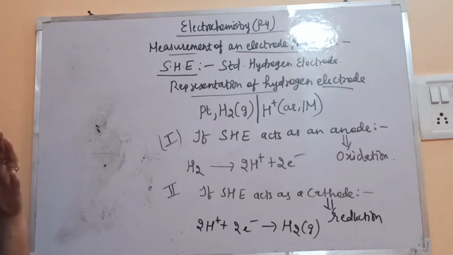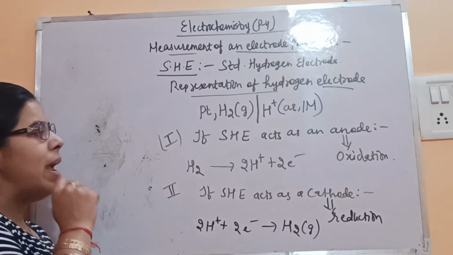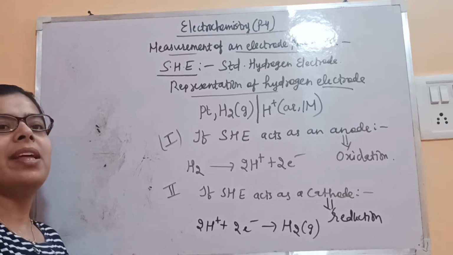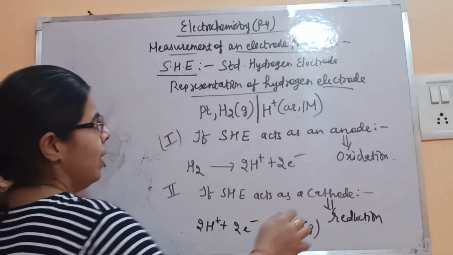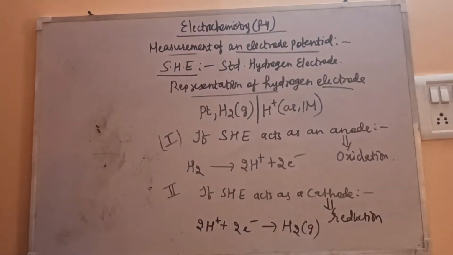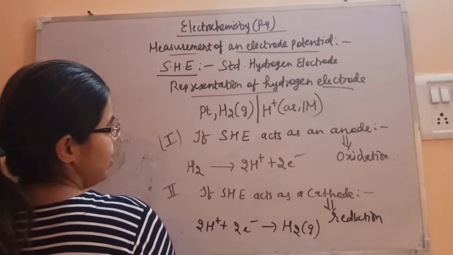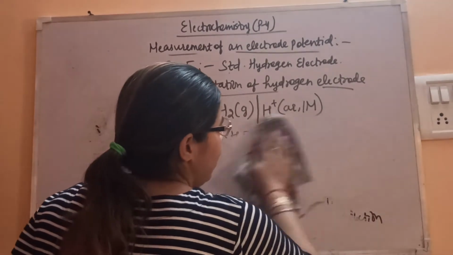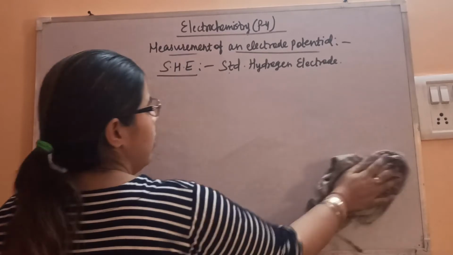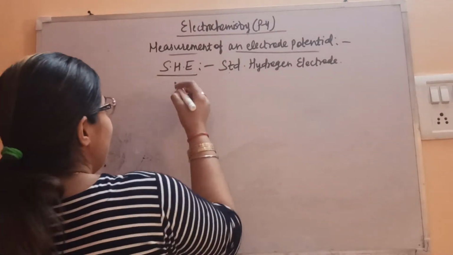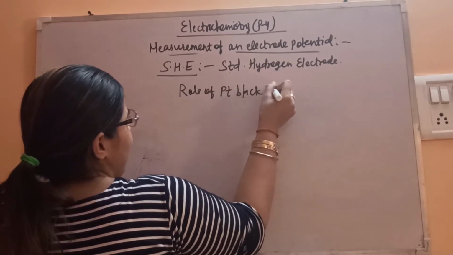Now one more function is there for that platinum black: it also helps the hydrogen electrode to maintain the equilibrium between hydrogen and its ions. Okay, so these are the reactions, accordingly it will happen. So what is the role of platinum black, or platinum foil?